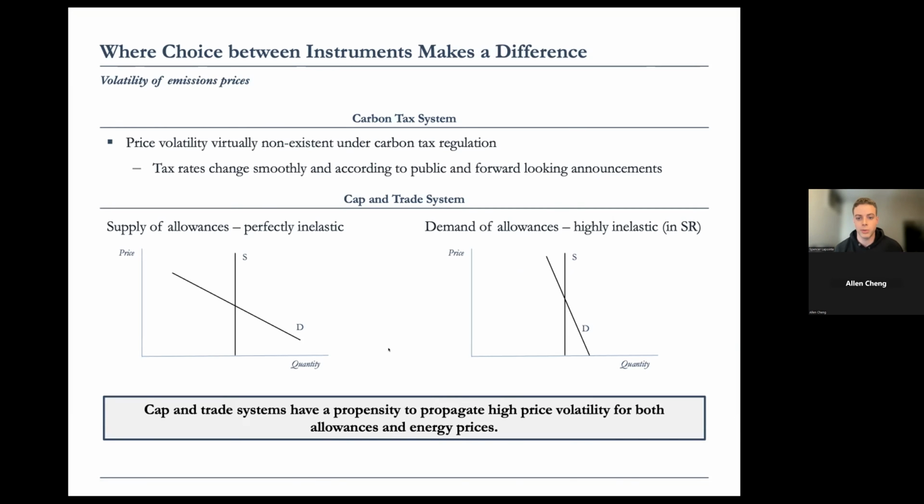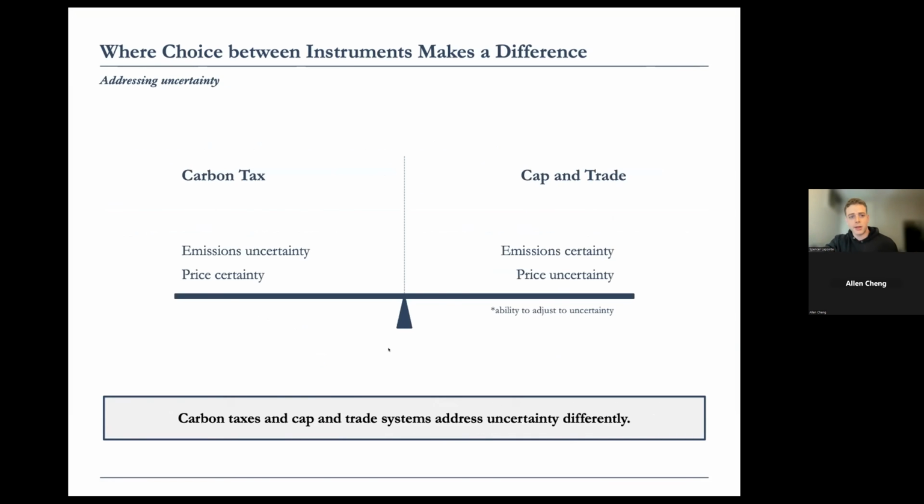And now when you add that to the graph on the right, you'll see that in the short run, demand of allowances is also highly inelastic. And so when you have little fluctuations in supply and demand, this can lead to relatively extreme changes in price. And so this makes economic rationality a little bit more difficult from the standpoint of producers and consumers of emissions.